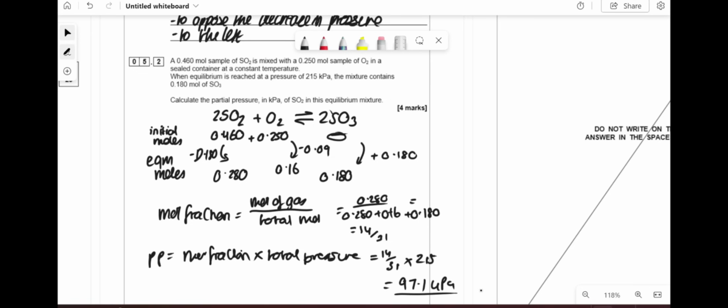So, as a quick recap, whenever you have an equilibrium question where it says a sample of something is mixed and then it's left to reach equilibrium, the starting number has been given to you here. The equilibrium one is at the end. So, you need to write out the initial moles and equilibrium moles every single time. This goes with acids, this goes with Kc, Kp, K. Anything you do, it's this.